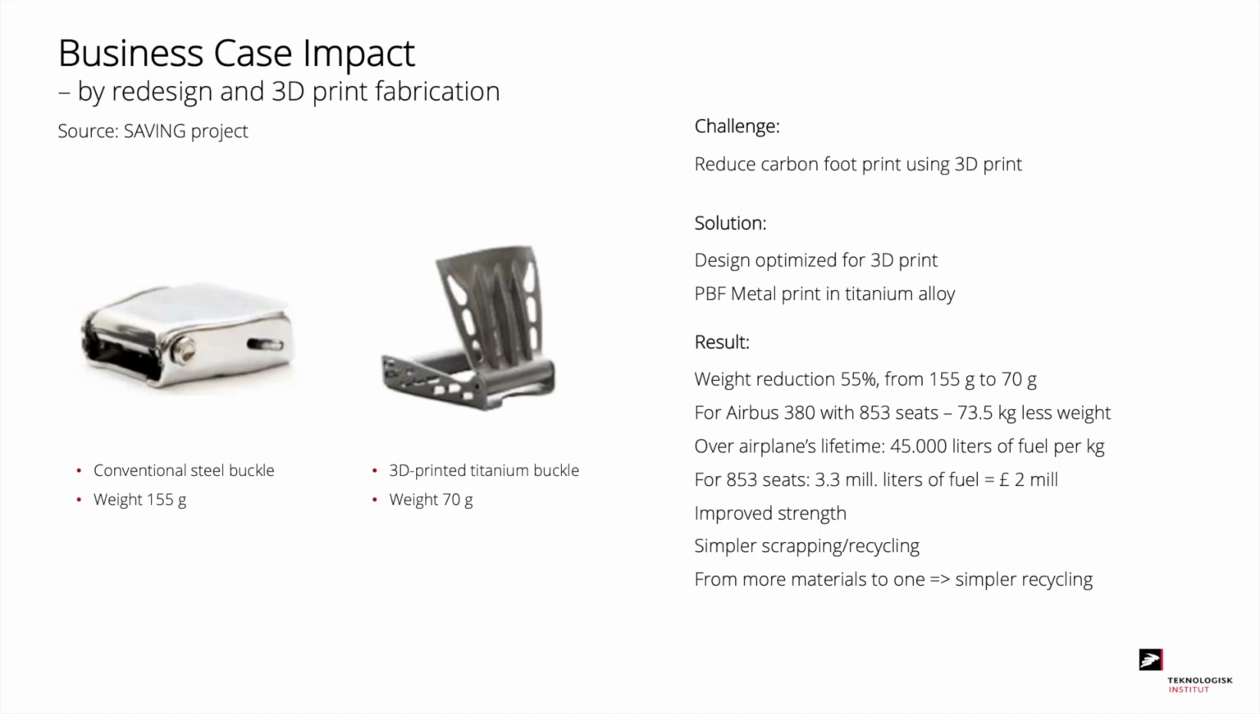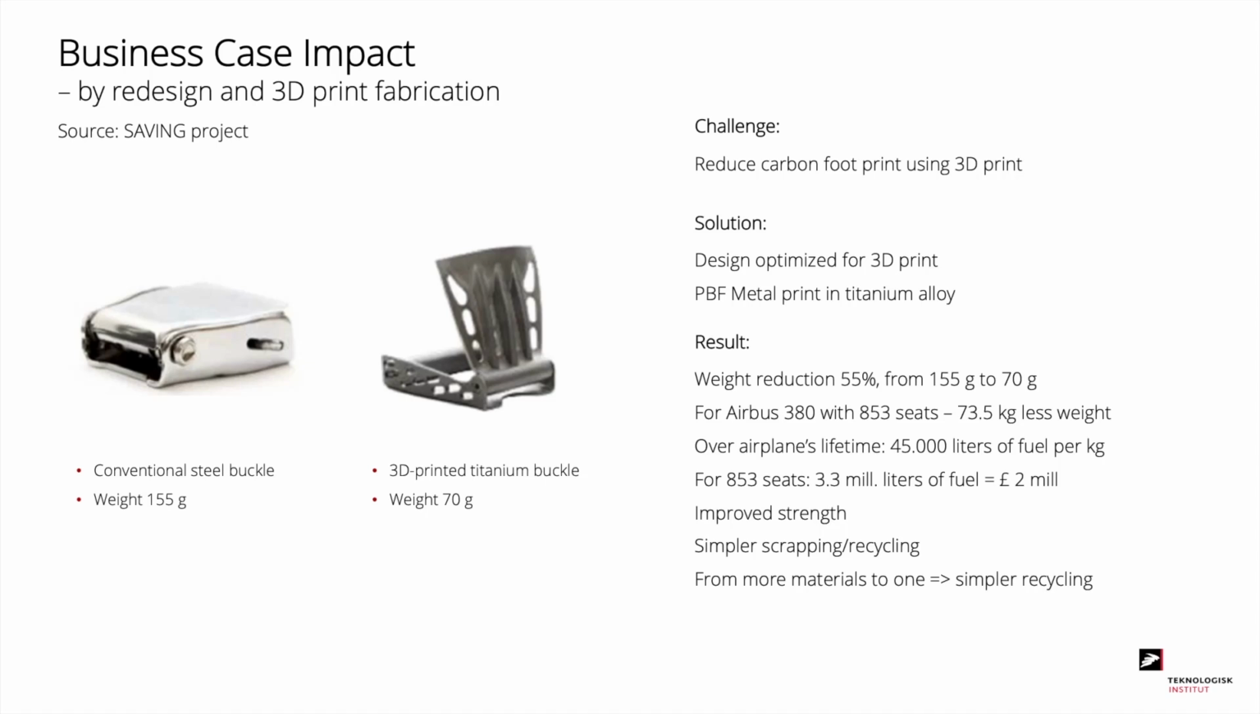That's not much, you can say, but for an Airbus 380 with 853 seats, it sums up to a total weight reduction of 73.5 kilo. And it has been calculated that over an airplane's lifetime, each kilo contributes to a fuel consumption of 45,000 liters.